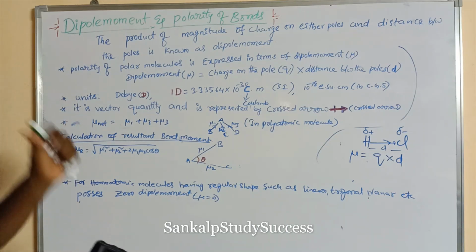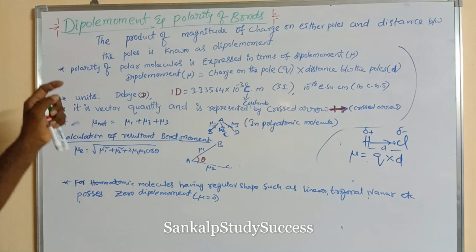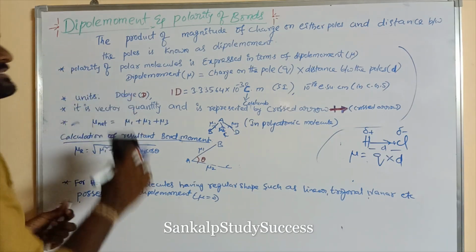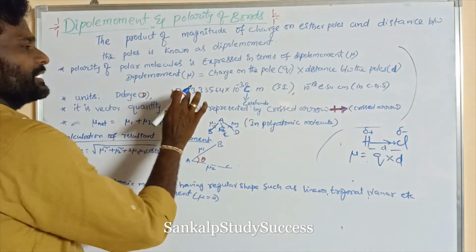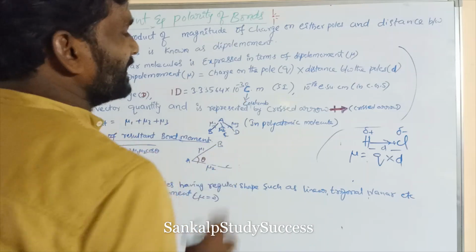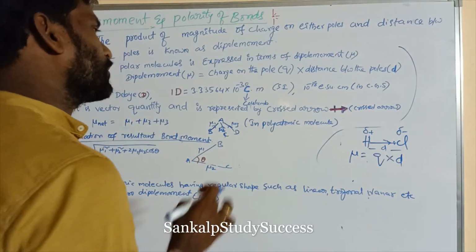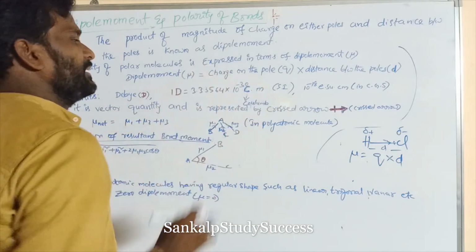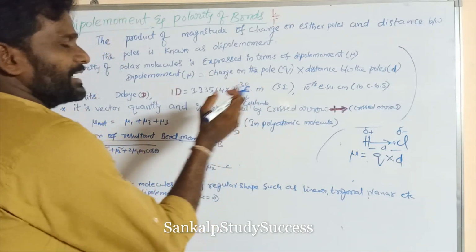Now its units are debye. So the unit of dipole moment is debye. 1 debye is equal to 3.33564 into 10 to the power of minus 30 coulomb meter. Here C, capital C, means coulomb, and m means meter, right? So this is the SI unit.